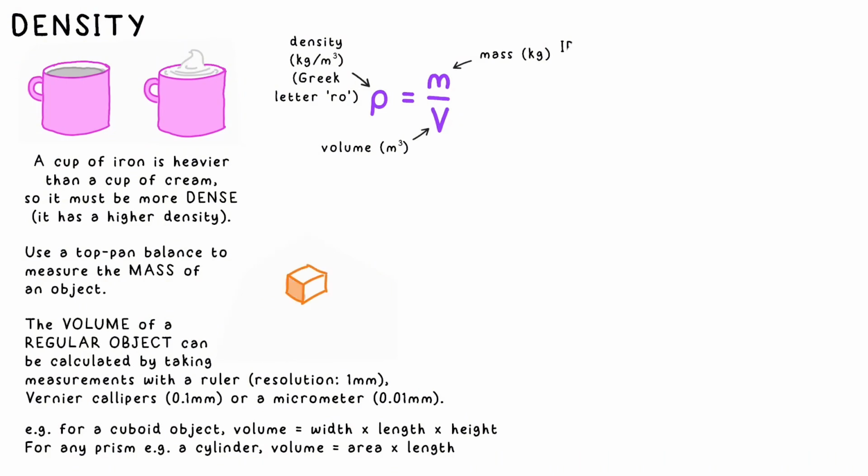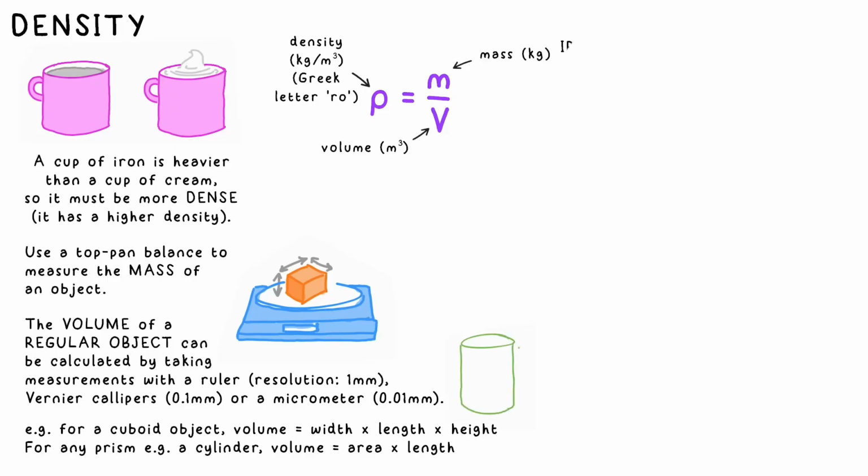Finding the density of a regular object, that is an object with a volume that can be calculated using its dimensions, is easy. For example, the volume of a cuboid, a rectangular object, can be calculated by multiplying the length of its three sides, and then we just pop it on a balance to get its mass and then use the equation to find the density.